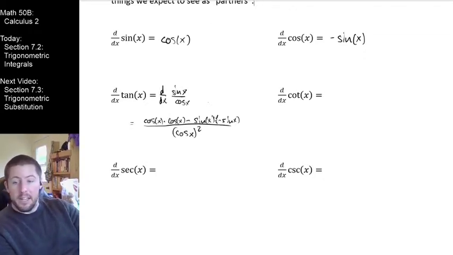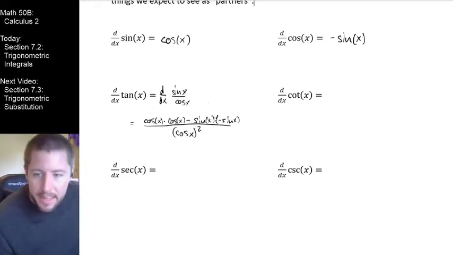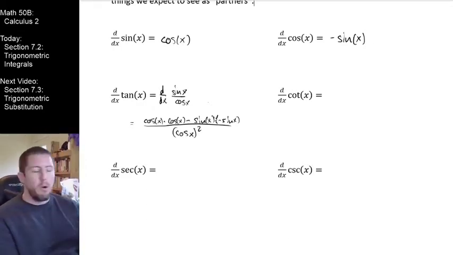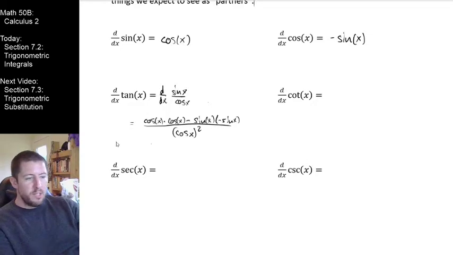Here's our first use of a trig identity today, I think the one that is most commonly remembered. Sine squared plus cosine squared is 1, and that's what gives us 1 over cosine squared of x, and that is exactly secant squared. So the derivative of tangent is secant squared.